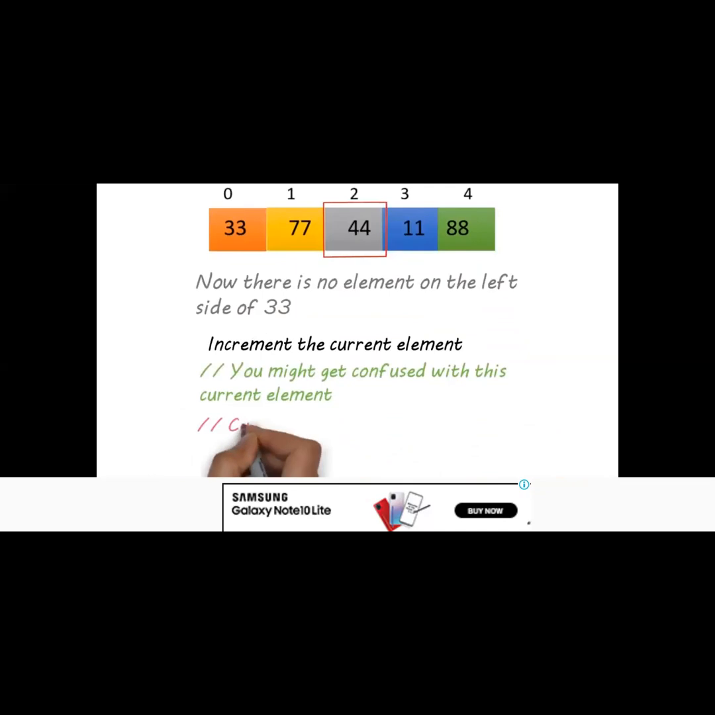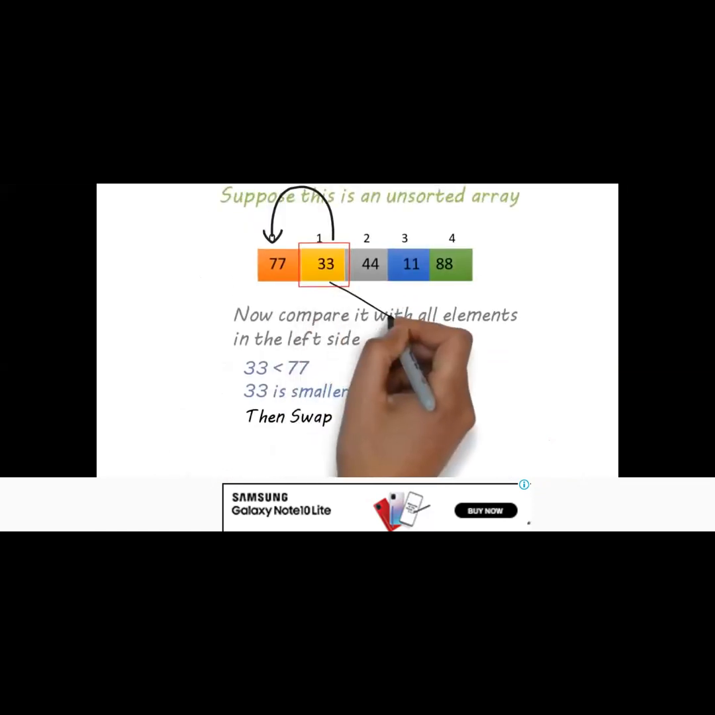So they are giving that. What is the current element? It means the index. That's why they are saying in this video that the current element means the value at the index. This index is called the current element.